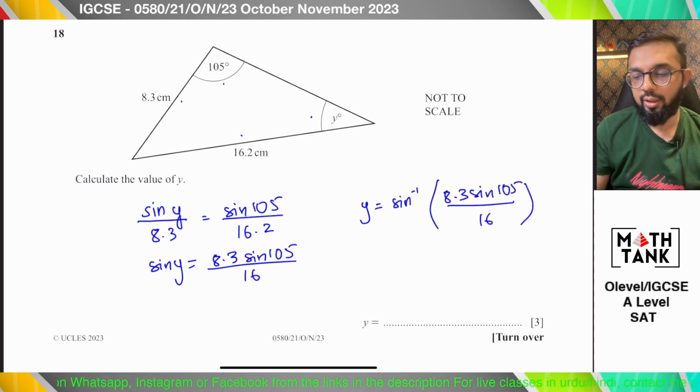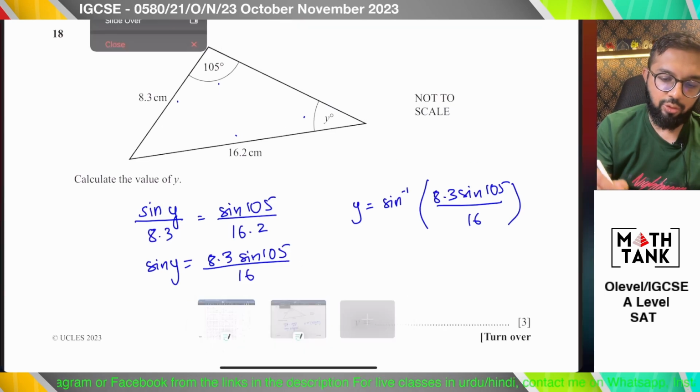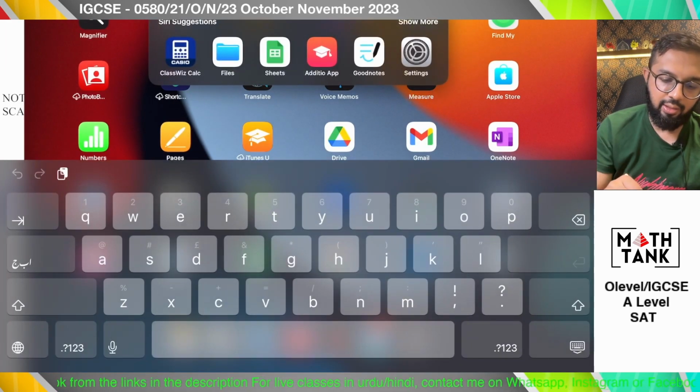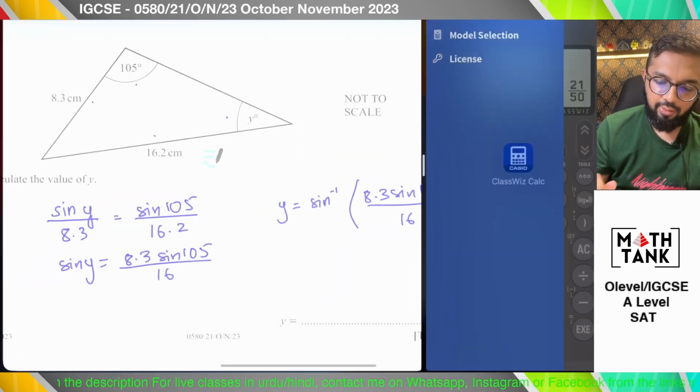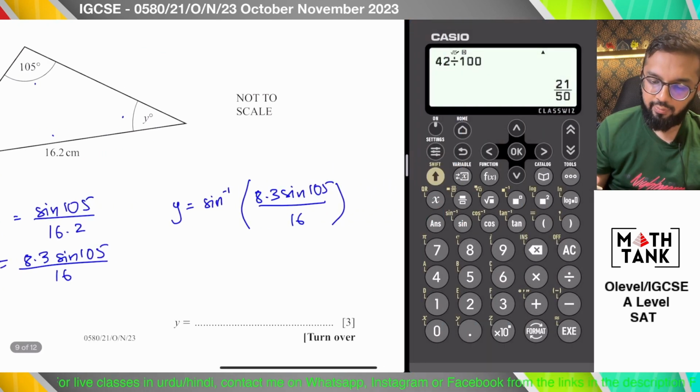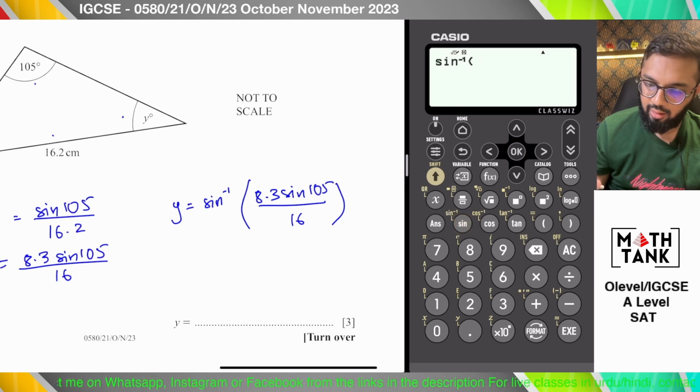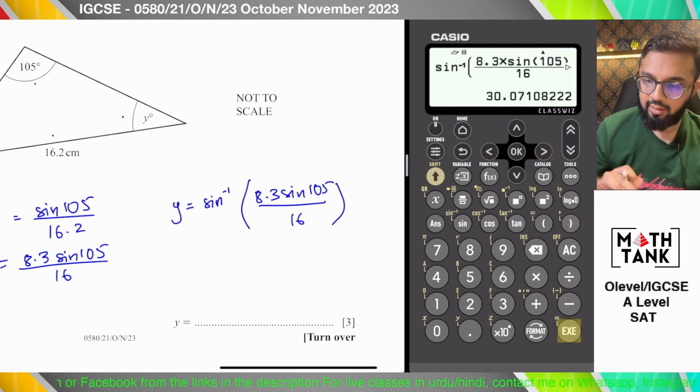Why? Because I don't want any rounding off, and I'll say that my most precise answer will be from a calculator. So let's try and do that. Okay, so I have sine inverse of 8.3 into sine 105. My calculator is in degrees. If you are an ad math student, you might also have it in radians. Okay, divided by 16. Put a bracket here. See if we get the correct answer.